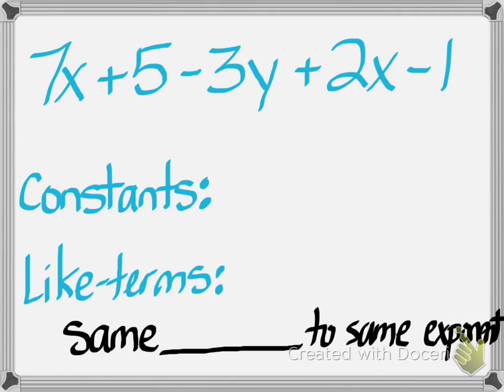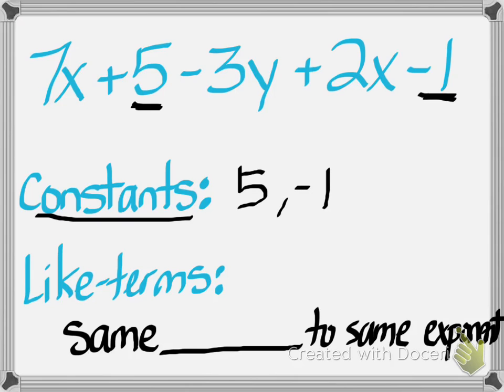The first thing I want to talk about is the constants. The constants are just the plain numbers. So our constants in this case are 5 and negative 1. There's no variable attached, so those are our two constants.